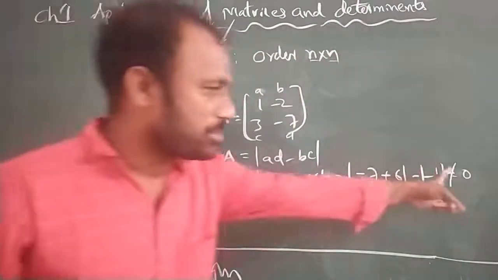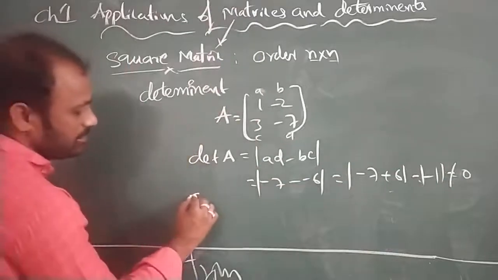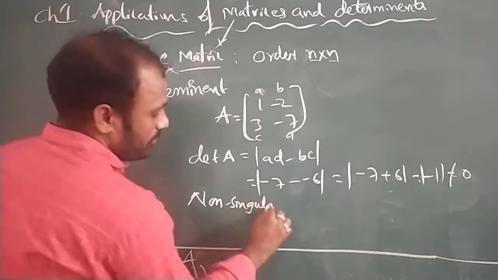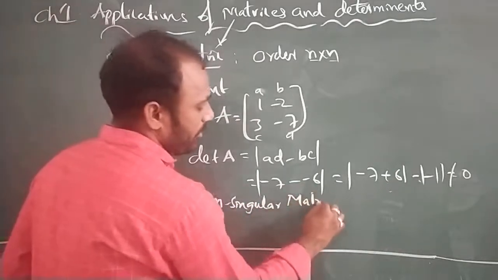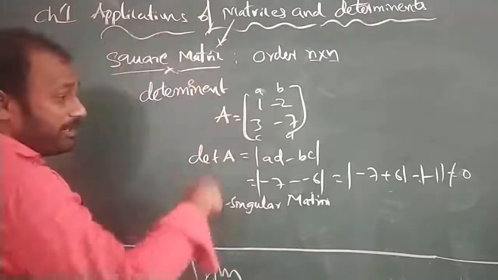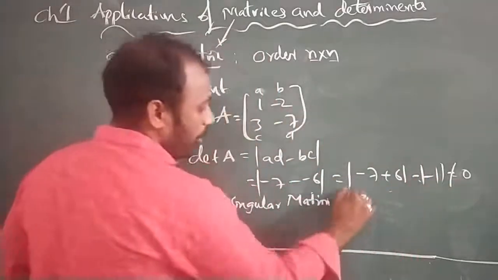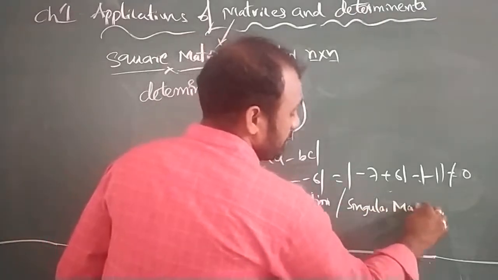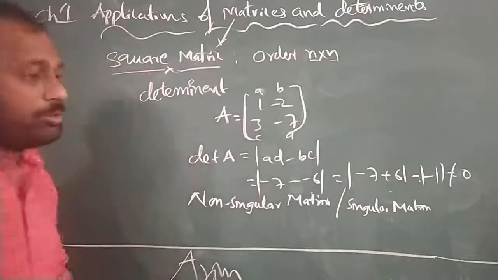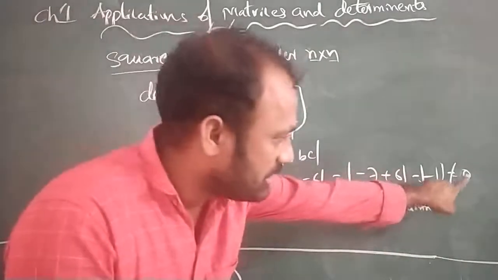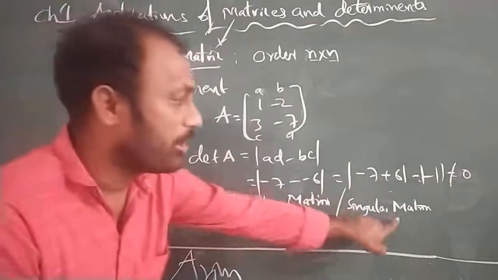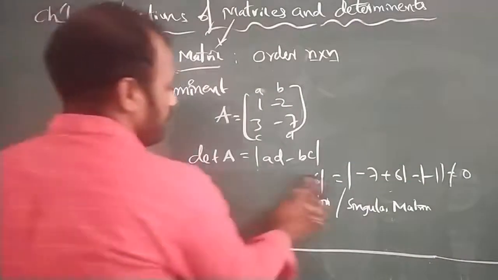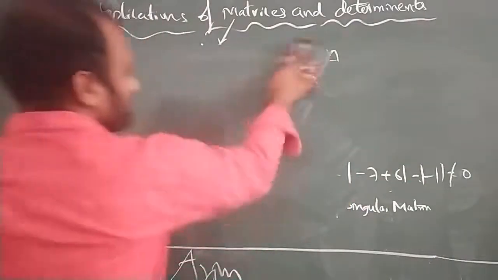Since I am getting a value not equal to 0, I can call it a non-singular matrix. If I get the determinant equal to 0, then I have to call it a singular matrix. Here are two important things. When the determinant is equal to 0, we call it a singular matrix. If it is not equal to 0, we call it a non-singular matrix. Now, let us learn a new topic based on this.